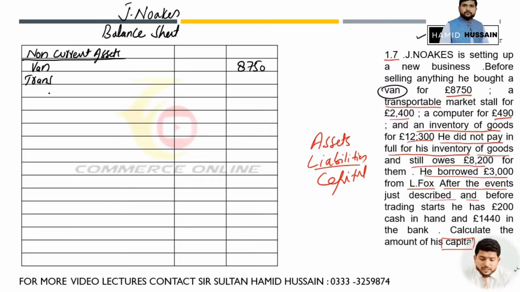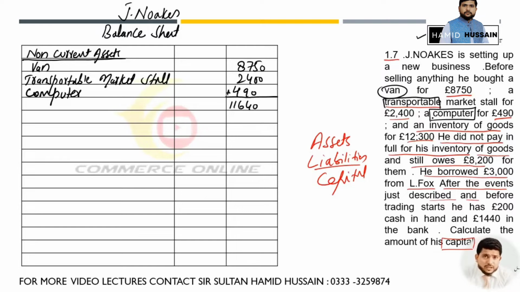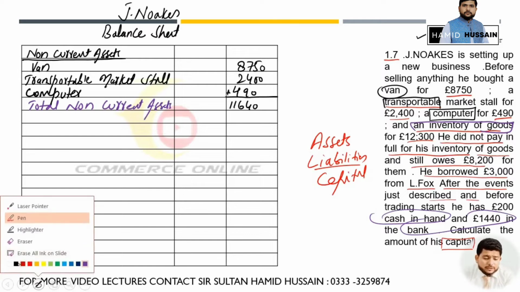Transportable market stall is for 2,400, and computer for 490. So I will add them all, because the transportable market stall and computer are non-current assets, and inventory of goods, cash in hand and cash at bank are my current assets. So the total non-current assets are 11,640.